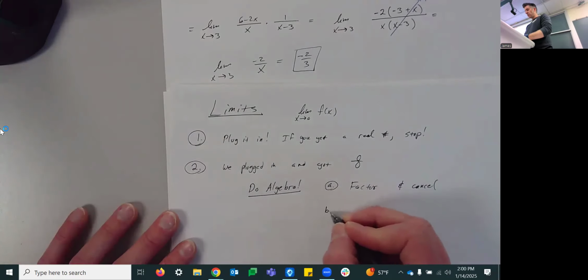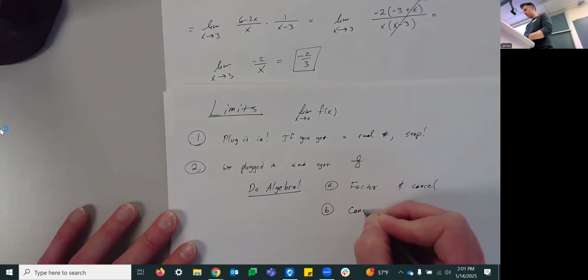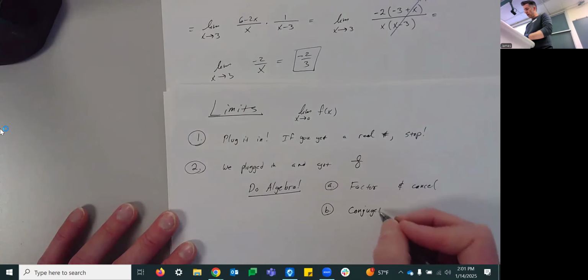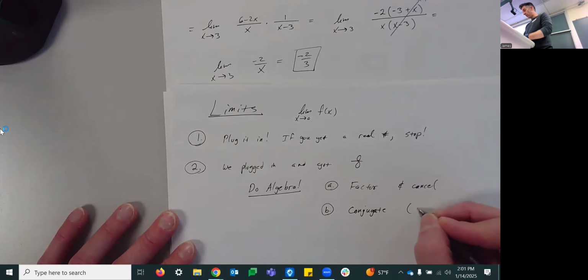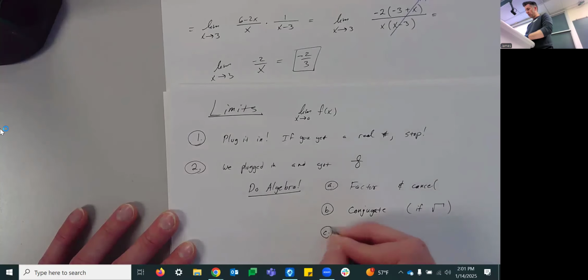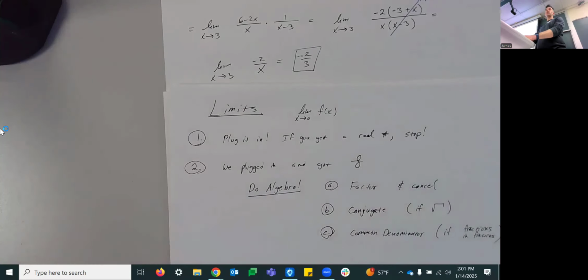You might have to multiply by a conjugate first, if there's a square root. Or you might need to get a common denominator if you have fractions in fractions. Those are typically the algebraic things we need to do to deal with the 0/0 types of things. Now, I should say this list is not comprehensive. There's certainly other techniques for dealing with other types of 0/0 limits.